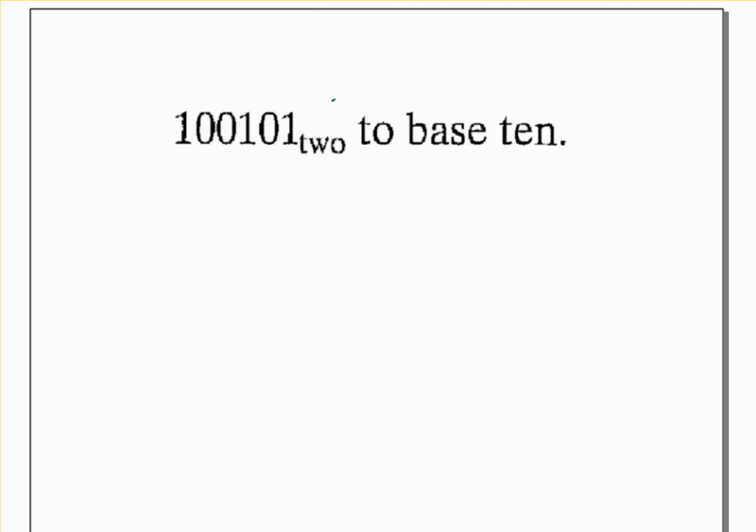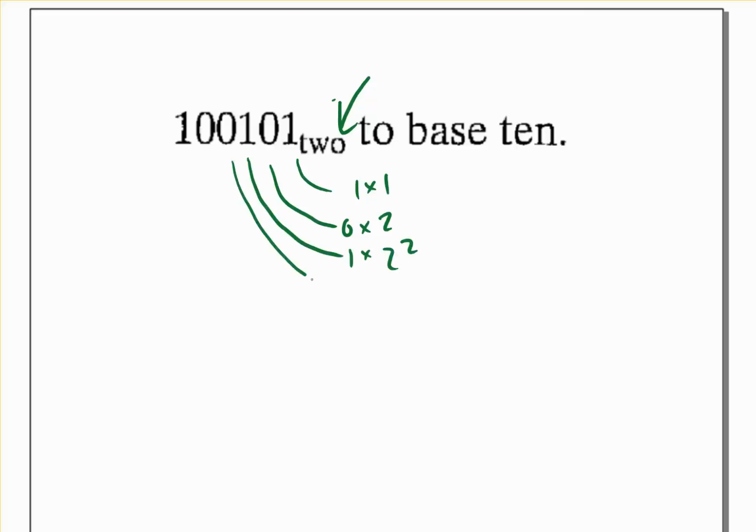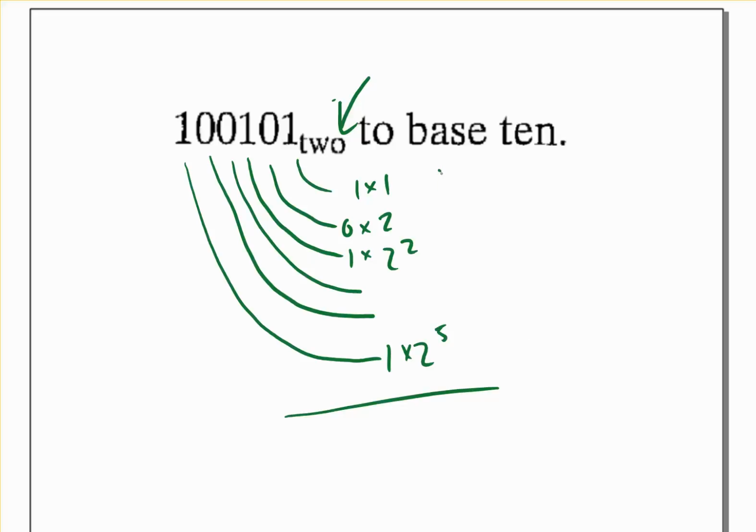Base 2s are the ones that always look a lot bigger, but they actually represent pretty small numbers. The only numbers you're going to see in base 2 are 1s and 0s, because when you get to 2, you count over. So I have 1, 1, 0, 1, 0, 1. Where did that go? 1, 2 squared, 0, 2 cubed, 0, 2 to the 4th, 1, 2 to the 5th. We add those up: 1, 4, 32. We actually only get the number 37.